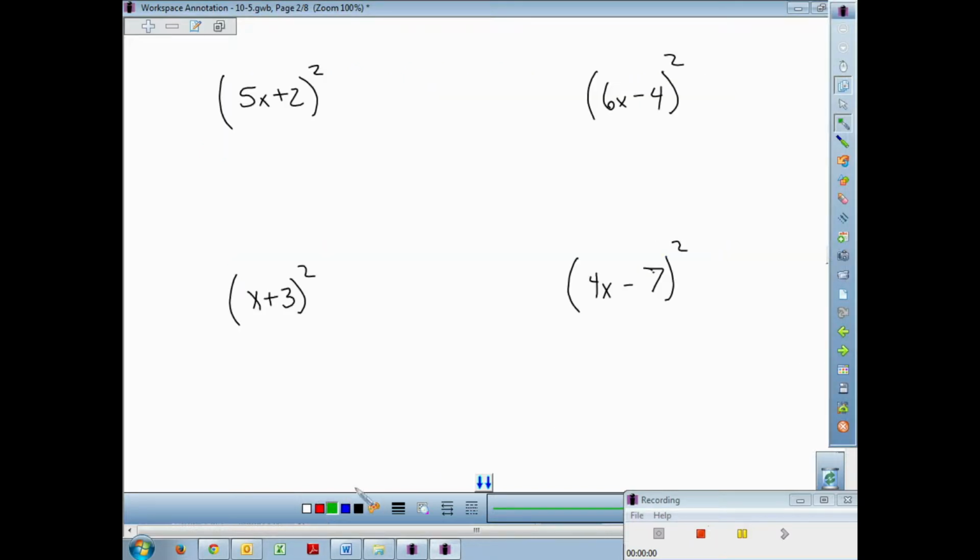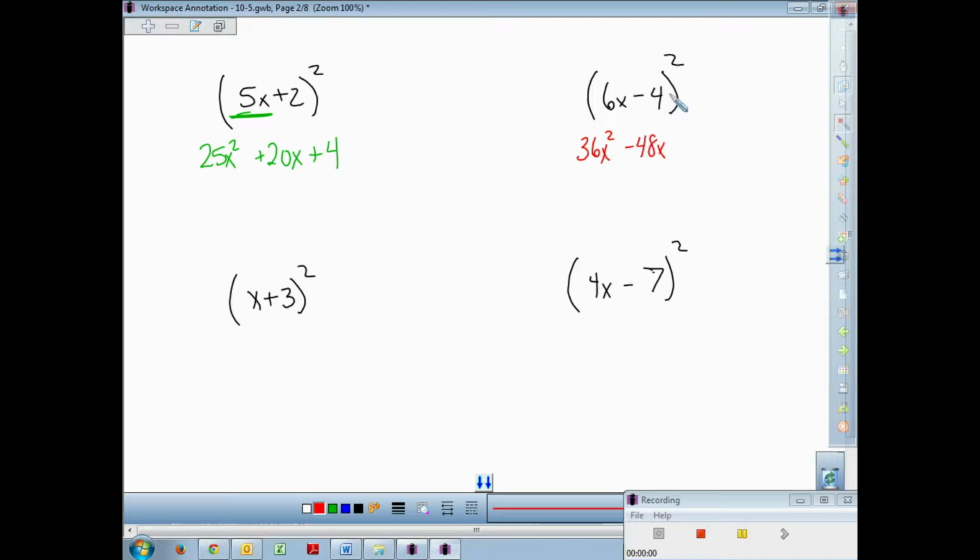So here's 4 examples. Here's how it works. You square the first guy, 25x squared. Then you take twice the product of these. Well, what is the product of these? It's 10x. And then you take that times 2 and you get 20x. And then you square the last guy and get a 4. So we'll do that again. You square the first guy, 36x squared. You take twice the product, so the product of these is a negative 24x, and we need to take that times 2 and get a negative 48x.